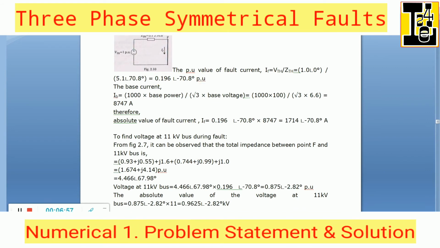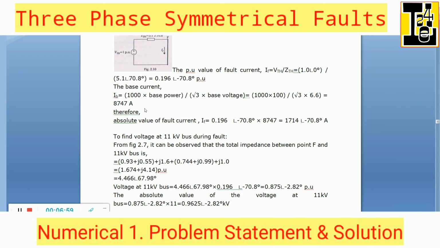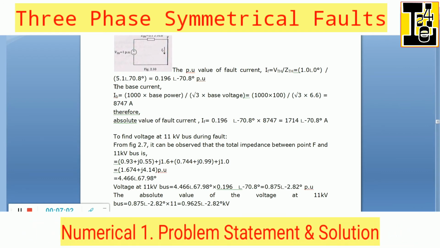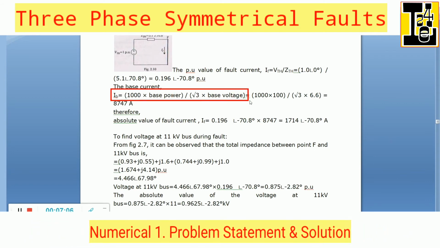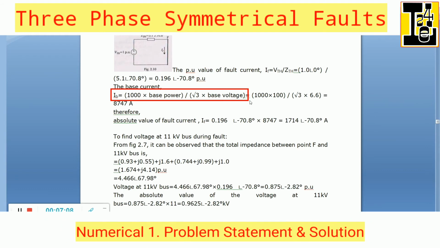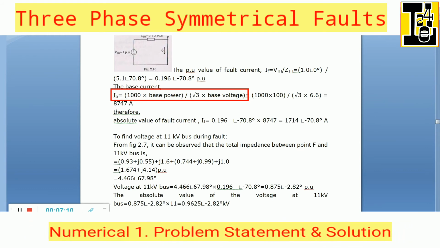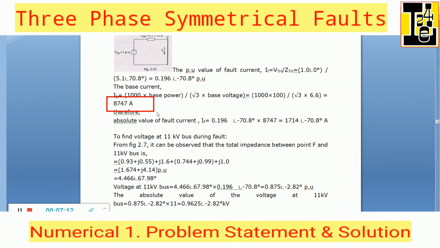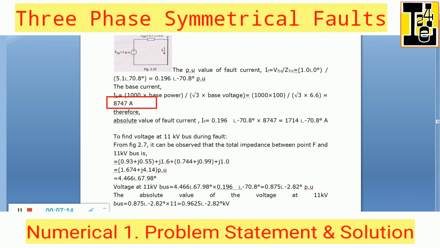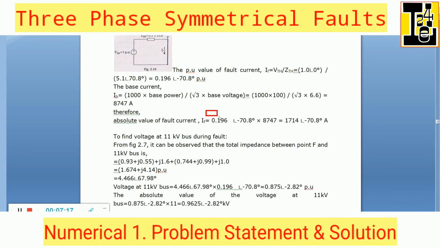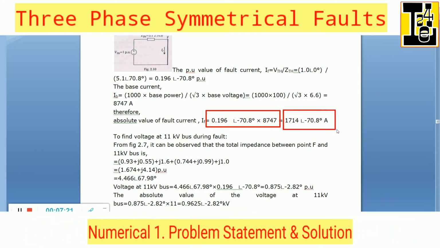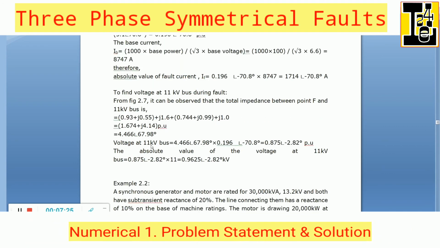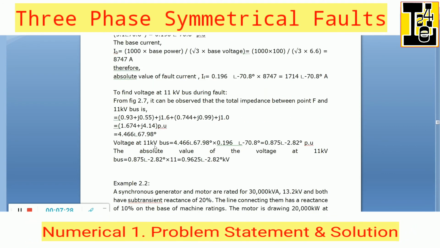If we need the fault current in actual value in ampere, we need to multiply by the base current. The formula for base current is 1000 into MVA base divided by root 3 into kV base. Substituting the values, we will get 8747 ampere. Multiplying this value with the per unit value, I will get the actual value as 1714 at an angle of minus 70.8 degrees ampere. So that is the first part of the problem.